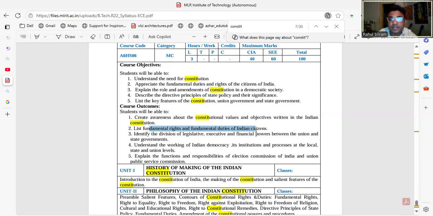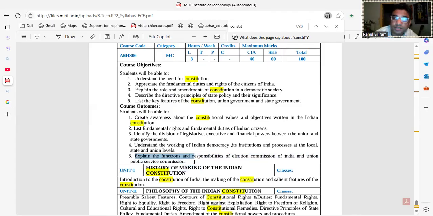Understand the working of Indian democracy and its institutions, and the process at local, state, and union levels. Then explain the functions and responsibility of the Election Commission of India and the Union Public Service Commission.